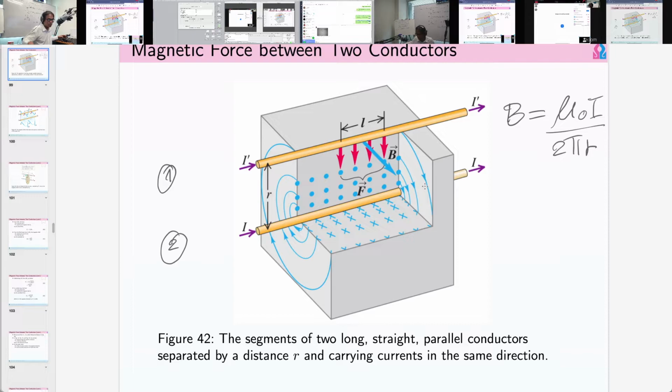The important thing that happens in this figure is that we are now moving to the upper conductor, and we will see what will happen to the first conductor, the upper conductor. The lower one is the second conductor.